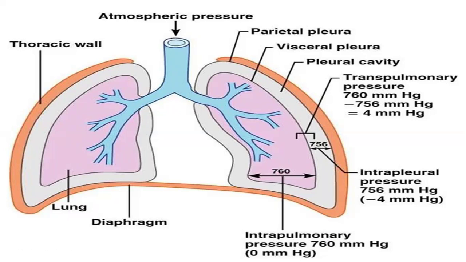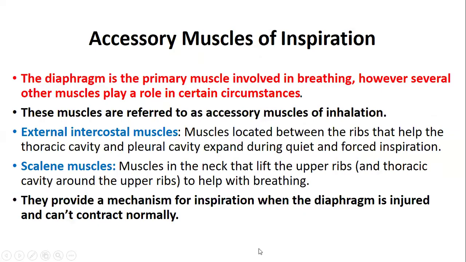So these are the three important pressures that help us to discuss this: atmospheric pressure, which is 760 millimeters of mercury under normal conditions; intrapleural pressure, which is -4; and intrapulmonary pressure, which is also 760 millimeters of mercury. The atmospheric and intrapulmonary pressures are both referred to as zero millimeters of mercury.